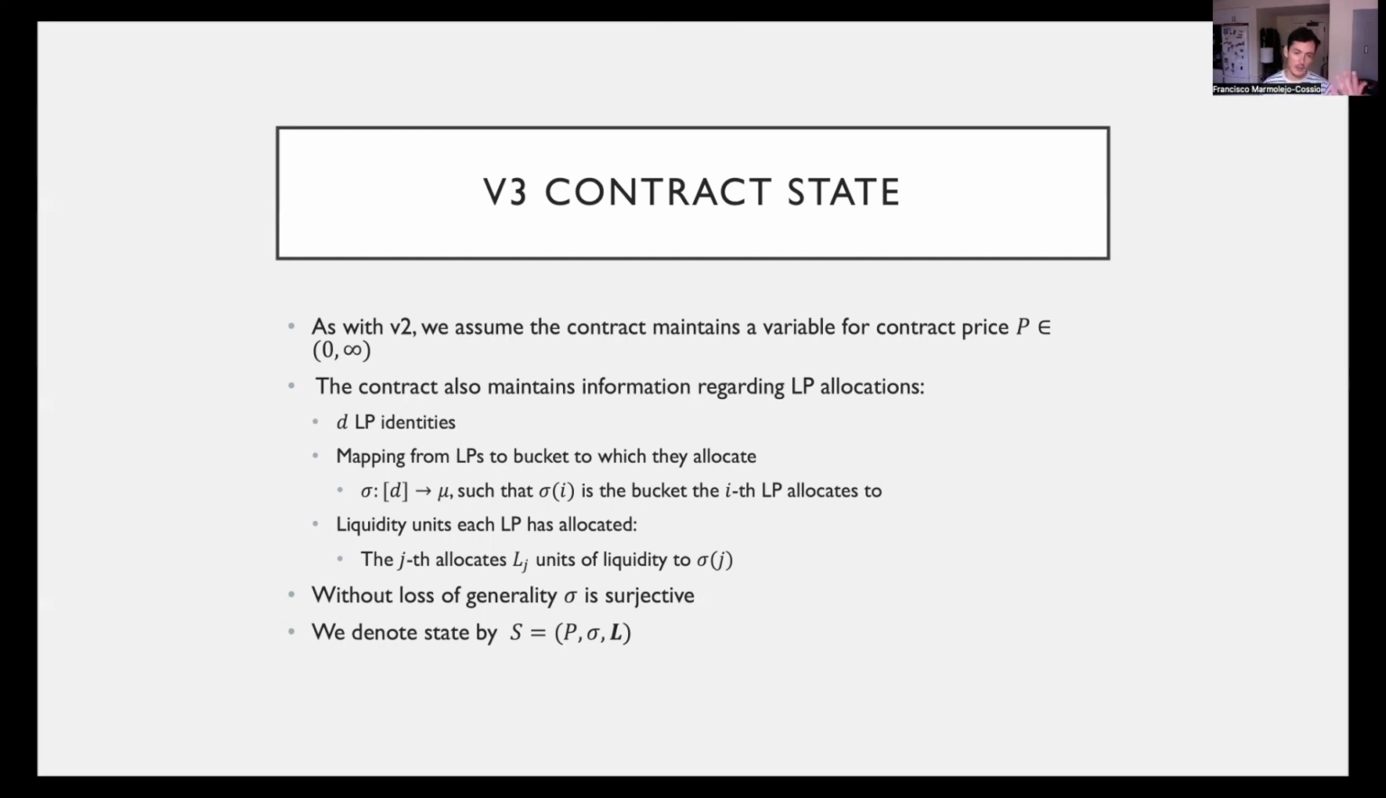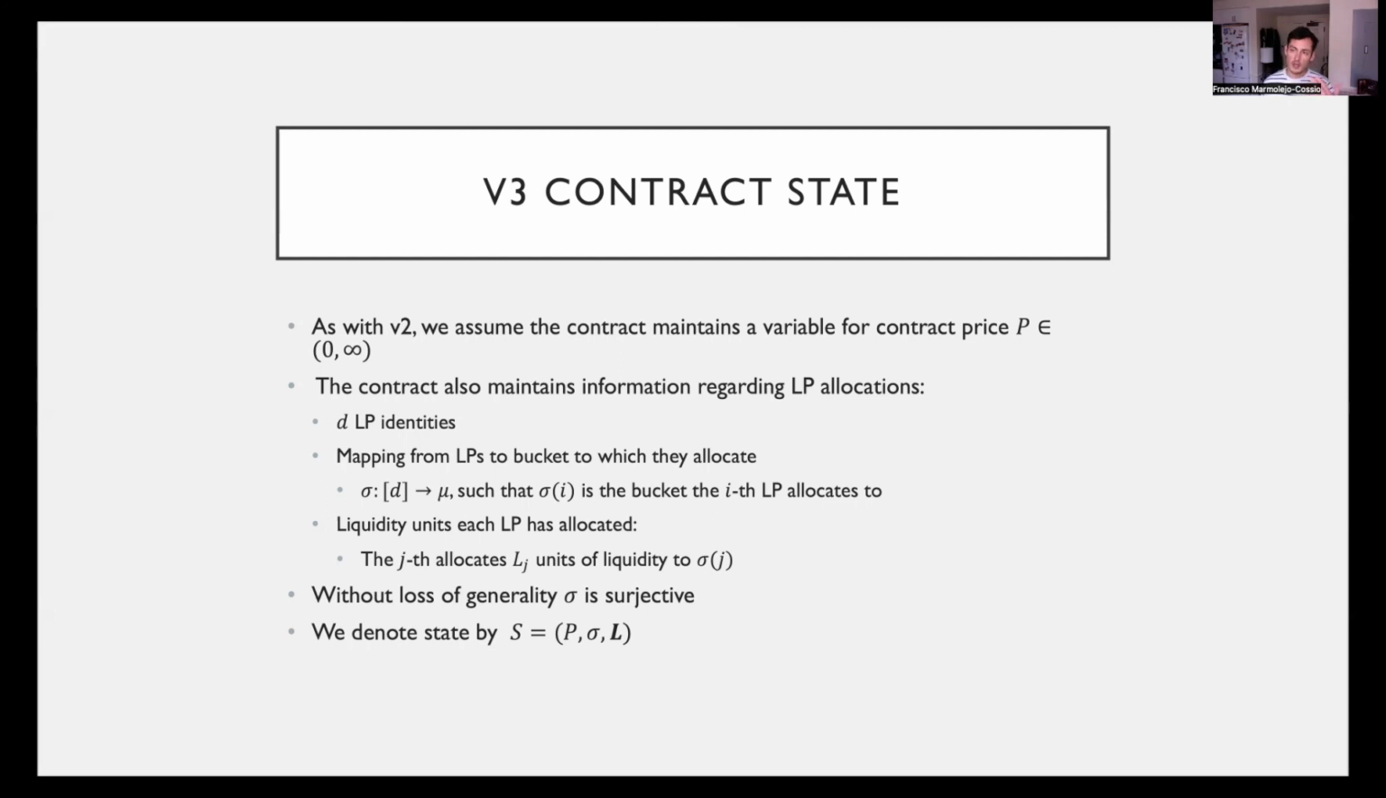And this mapping we'll call sigma, where sigma I is, if I'm the ith liquidity provider, where I've allocated my liquidity. And the amount of liquidity that I've minted in the ith bucket is going to be denoted by capital L subindex I, for me being the ith liquidity provider.